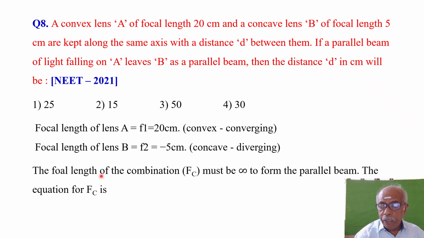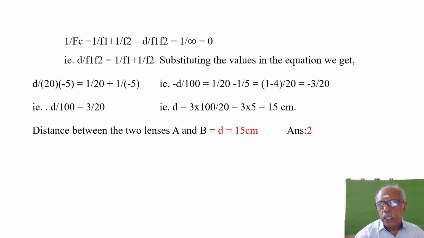So for the focal length of the combination, you have a formula, but it must be infinity. Only if the focal length is infinity, a parallel beam will leave the combination. So the equation is 1 by FC is equal to 1 by F1 plus 1 by F2 minus D divided by F1 F2, and it must be equal to 1 by infinity, because the focal length of the combination must be infinity so as to form a parallel beam leaving from B. So 1 by infinity is equal to 0.